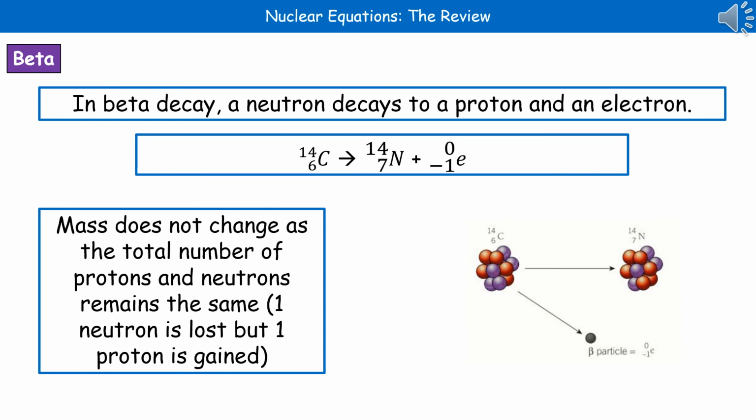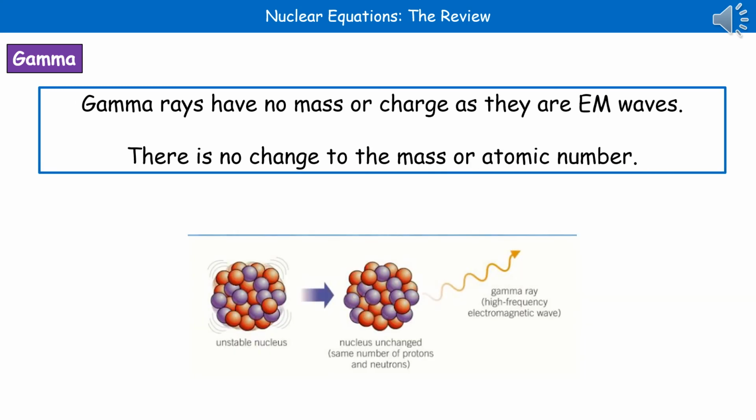In beta decay, a neutron is going to decay to a proton and an electron. So what we end up with, our fast moving electron is given the symbol on the far right of the second box there. And what we'll see is the mass number stays the same because the total number of protons and neutrons remains the same. We've lost 1 neutron, but we've gained 1 proton, so it stays as 14 in this example. Whereas our atomic number goes from 6 to 7 because we've also created a proton.